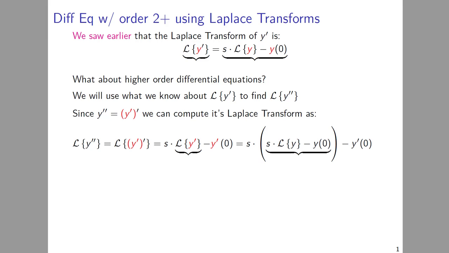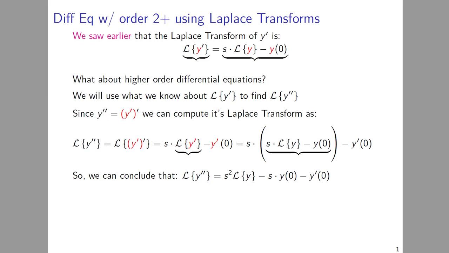So, distributing the s, we can conclude that the Laplace transform of y double prime is s squared times the Laplace transform of y minus s times y at 0 minus y prime at 0. So now we know how to compute the Laplace transform of y double prime.